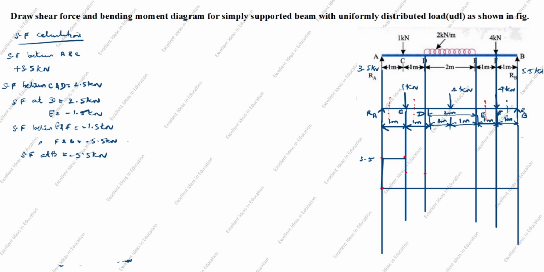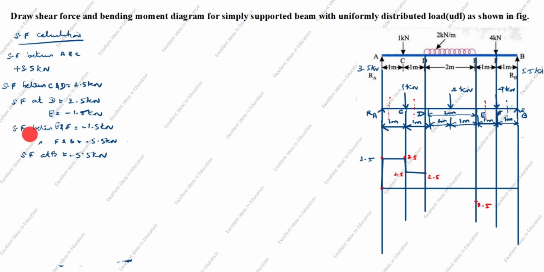Now we will join the line from here. Next, shear force at D is also 2.5. So this is also 2.5. Next, E. Shear force at E is -1.5. So E is here. Here is -1.5. Here is 2.5. Here is also 2.5. Here is 3.5.